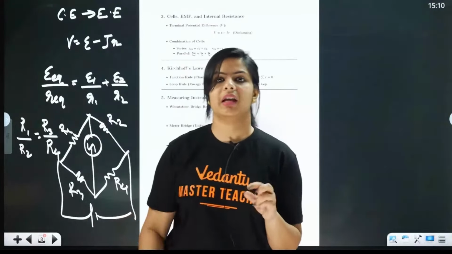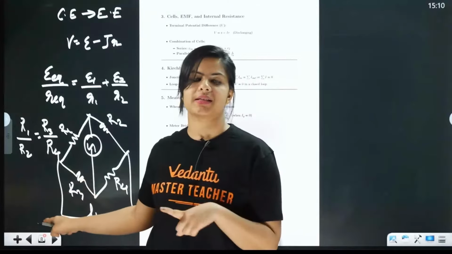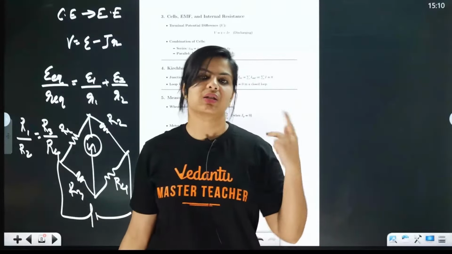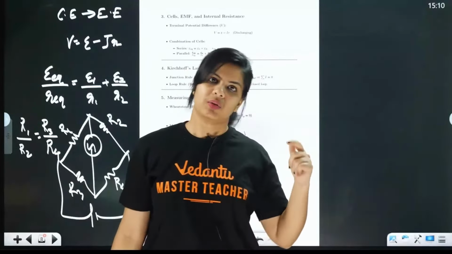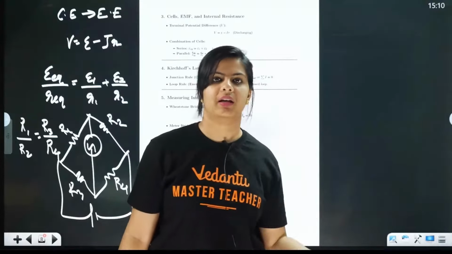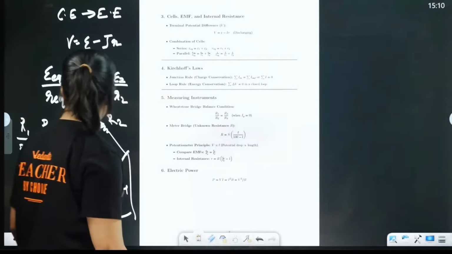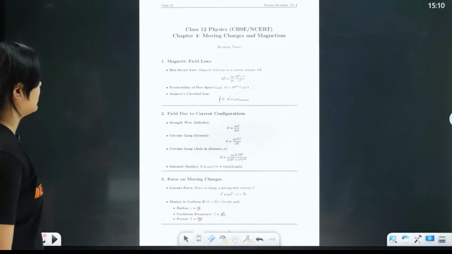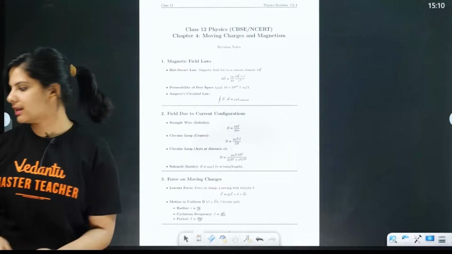Then, if we don't know any of the resistances, we can find the unknown resistance using the Wheatstone bridge. It is also how we are finding this: we are applying Kirchhoff's law rules only. Okay, next one we are going for moving charges and magnetism.